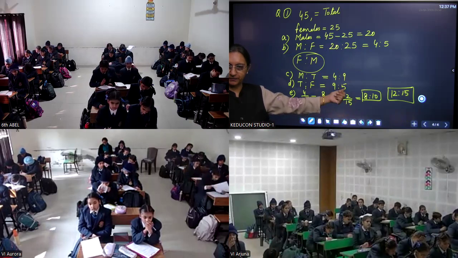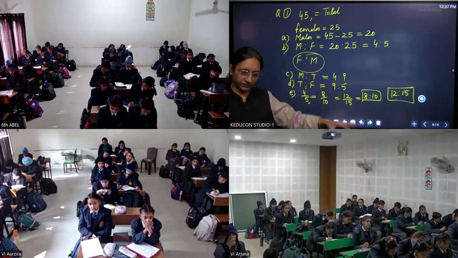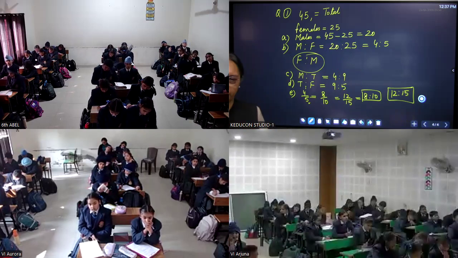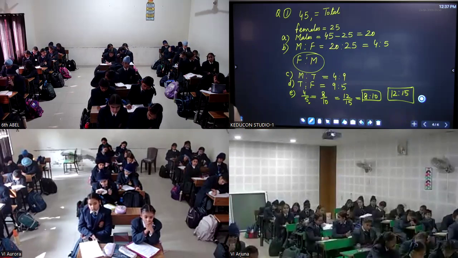Okay, somebody is multiplied by 2, somebody by 3, 4, 5, whatever you want to take. Okay, they will become equivalent. There are infinite equivalent fractions or ratios, right?